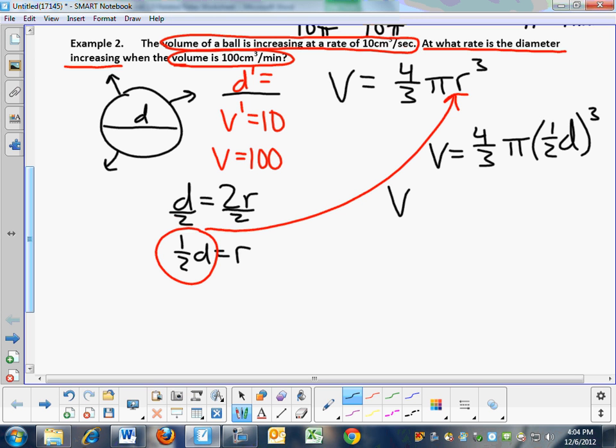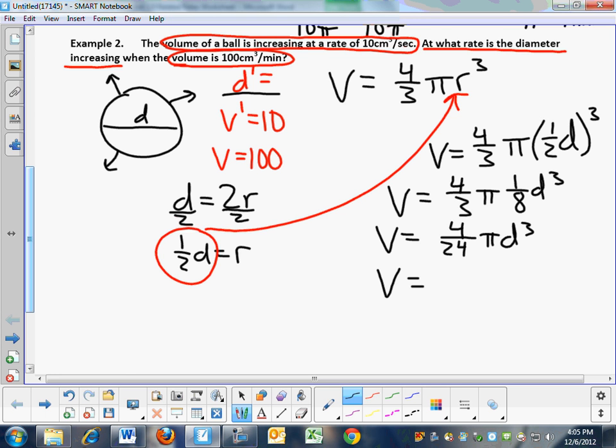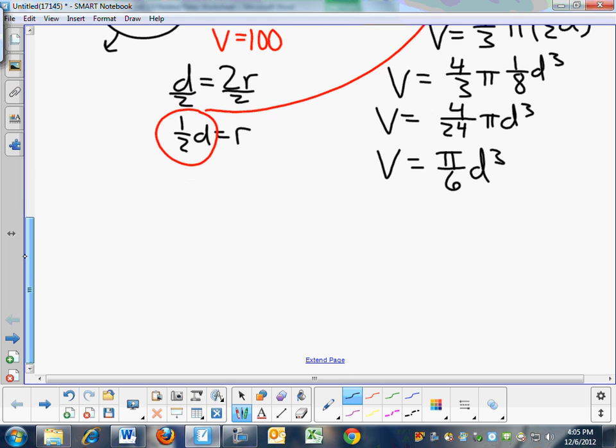If I simplify that, volume is equal to 4 over 3 pi times 1 over 8 d to the third power. 4 over 24 pi d to the third power. In other words, volume is equal to pi over 6 d to the third power. So now I have a volume formula that is in terms of the diameter and not the radius.